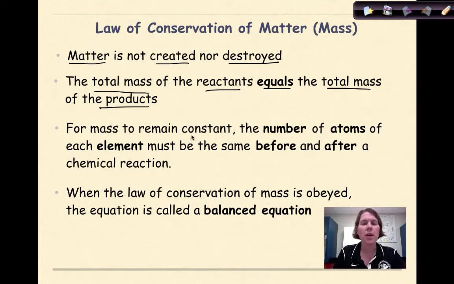So for mass to remain constant, again, going back to the mass of the reactants equaling the mass of the products, the number of atoms of each element must be the same before and after a chemical reaction. We need to be able to account for everything. So when the law of conservation of mass is obeyed, this is called a balanced equation.